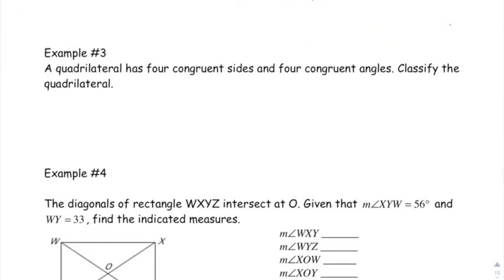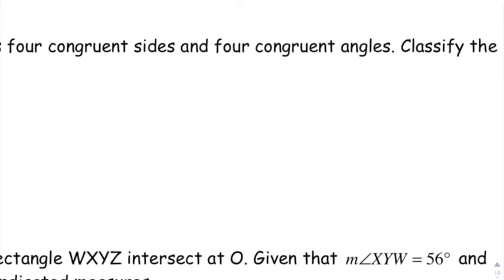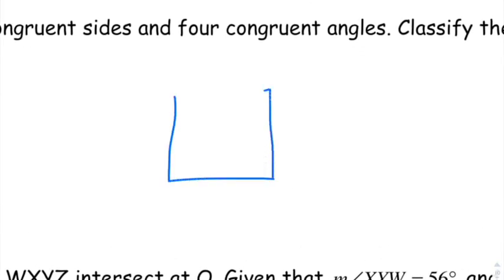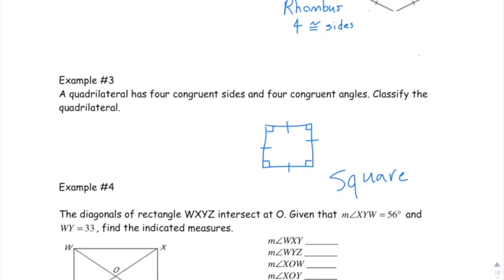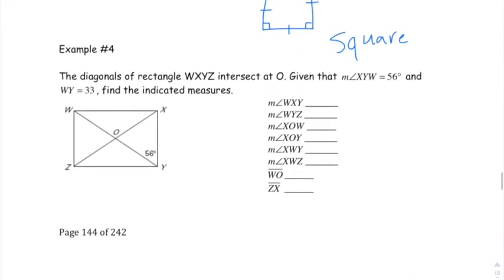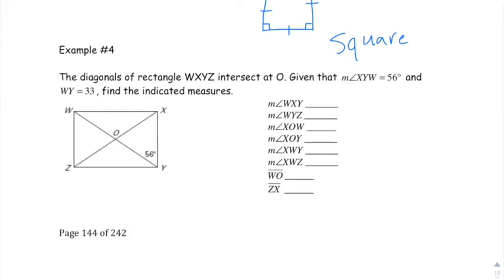Quadrilateral has 4 congruent sides and 4 congruent angles. Classify the quadrilateral. The only way I can see that working out is 4 congruent sides and 4 congruent angles. Well, if the angles are all congruent, they have to be all right angles, and then 4 congruent sides. But the only way that's going to happen is if you have a square. A rectangle has the 4 congruent angles, but it doesn't have the 4 congruent sides. A rhombus doesn't have the 4 congruent angles, but it has the 4 congruent sides. So square will be the best one for that.